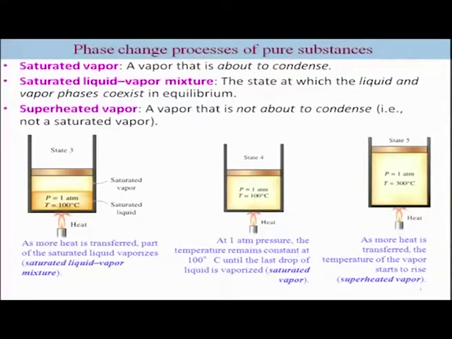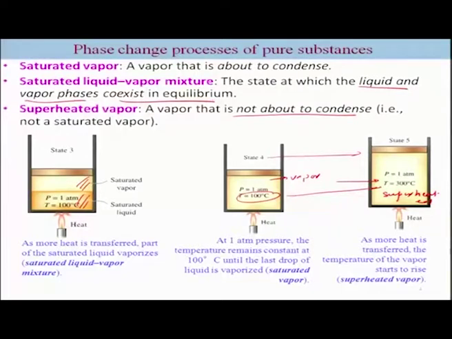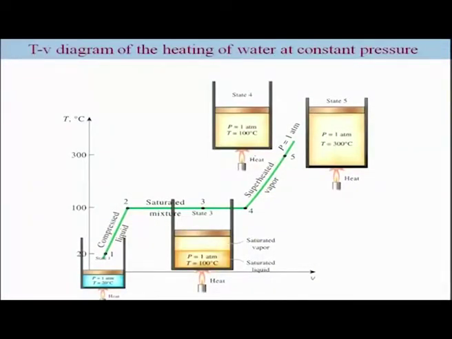At the intermediate stage you have a certain amount of vapor and a certain amount of liquid. If we provide more heat, the temperature starts increasing, because now this is vapor. So this becomes superheated vapor upon providing more heat. Now, superheated vapor by definition is a vapor that is not about to condense, and a saturated liquid-vapor mixture is the state at which the liquid and vapor coexist in equilibrium, that is from state 2 to state 4.